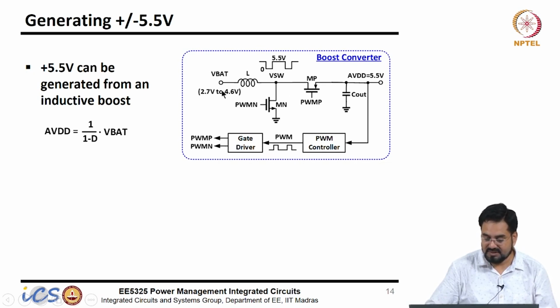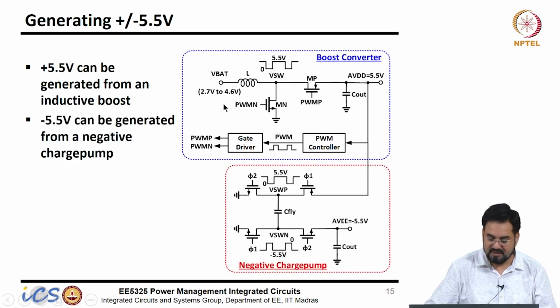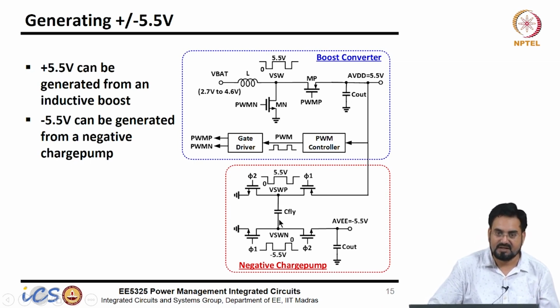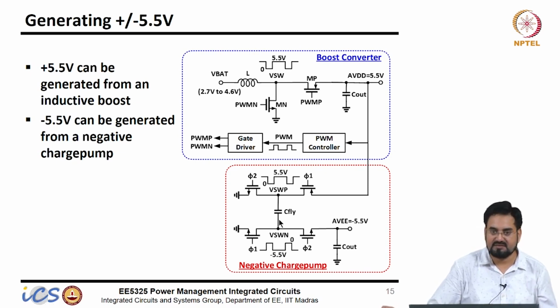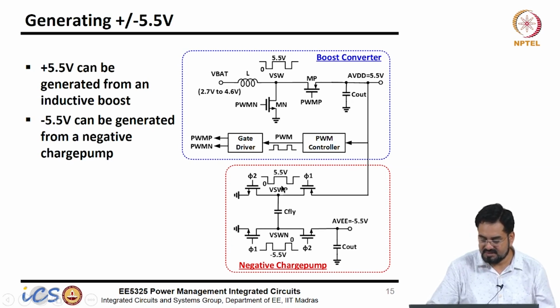Based on the voltage, the control loop will change the duty cycle and keep the output regulated at 5.5 volt with a variable input supply. For negative, now that we have 5.5 volt, if we invert that, we can simply use an inverting charge pump. We also discussed how you generate V output equal to minus VDD or minus V in. It's just an H-bridge with a flying capacitor, so your output will be minus 5.5 volt, and this is nothing but a negative charge pump.